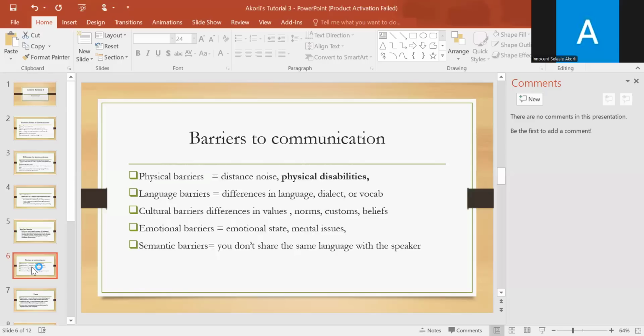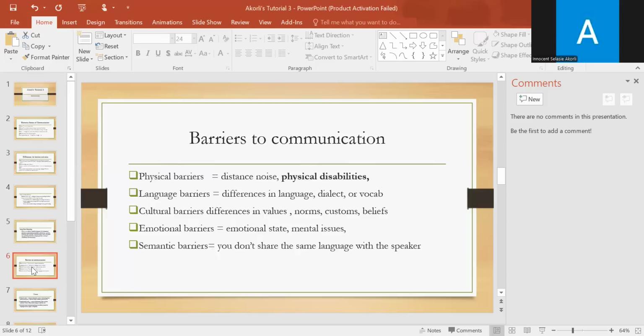We discussed language already, language or dialect. When you see that the person doesn't understand, it's difficult for you to have any meaningful interaction with the person. Cultural norms, values, customs, beliefs. You cannot do this unless this requirement is achieved. You cannot do that unless this requirement is achieved.